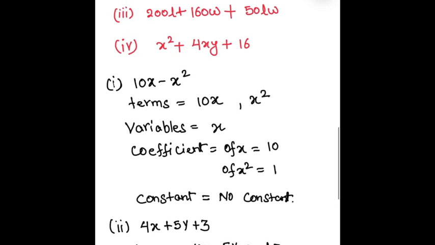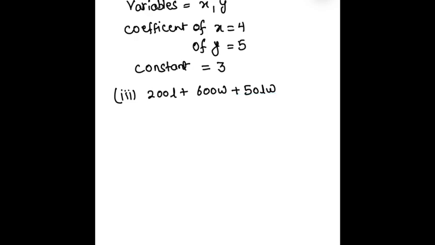Now let's do the third expression. The third expression is 200L plus 600W plus 50LW. Let us now write the terms. We know that the terms are usually separated by plus or minus signs. So the terms here are 200L, 600W and 50LW.